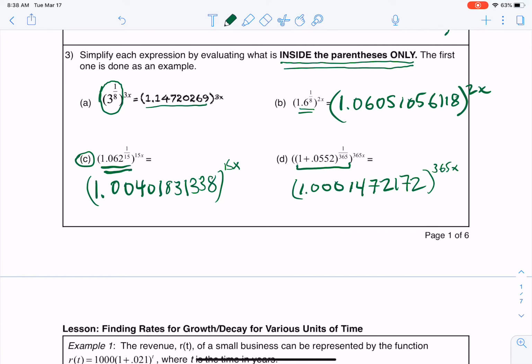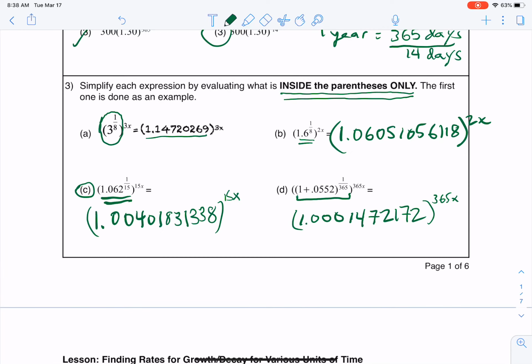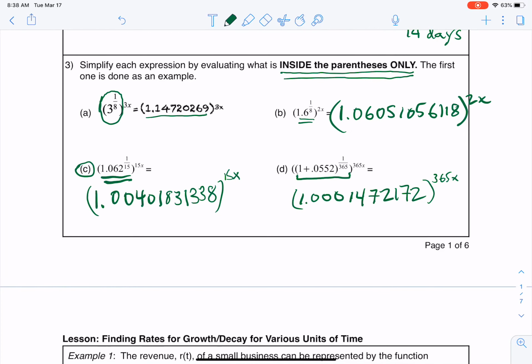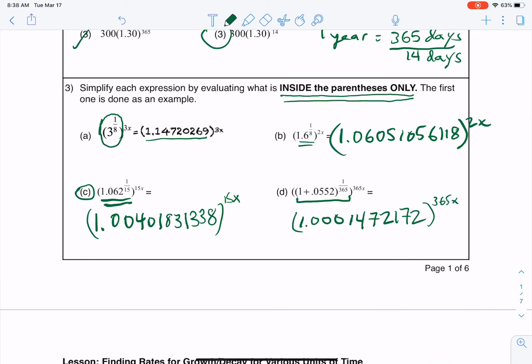All right, great. So that's the do now. In the next video, we're going to go over the first set of examples in this lesson, which have to do with finding rates for growth and decay for various units of time. And I'll see you then.